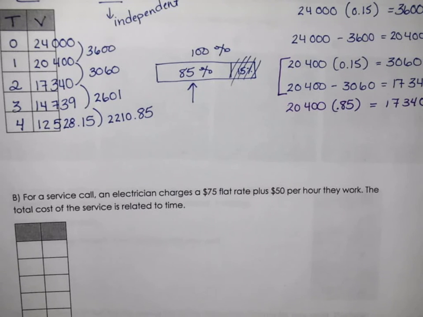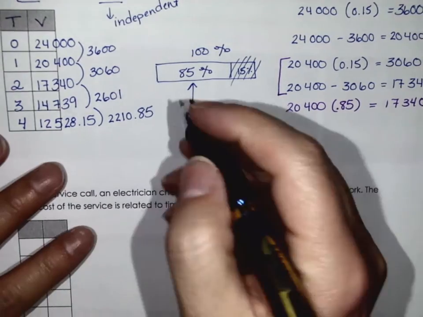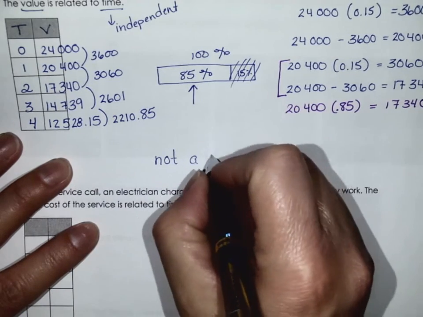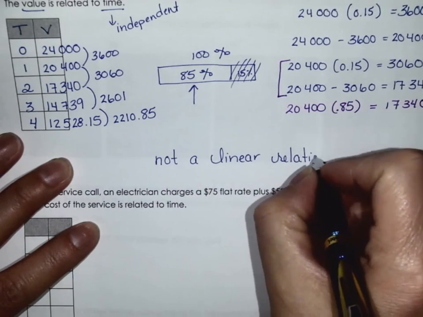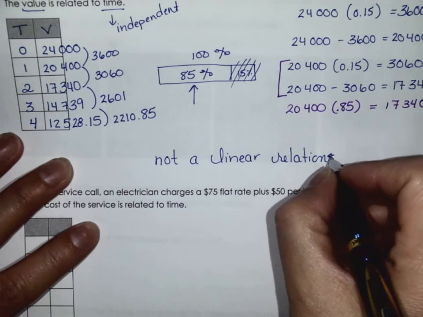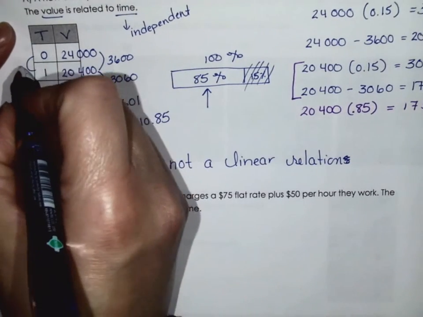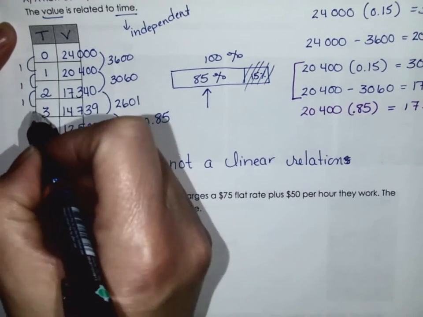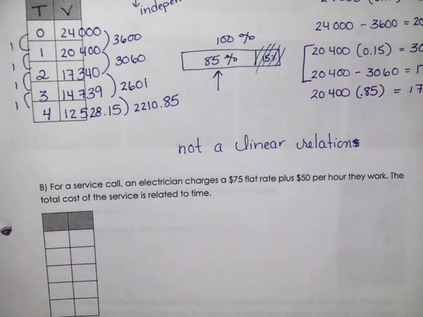Did you guys get those? Yeah? So now my question is, is this a linear relationship? No, because are these following the same amount every time? So it's not a linear relation, because even though these are going up by ones every time, the other side isn't going up by ones.